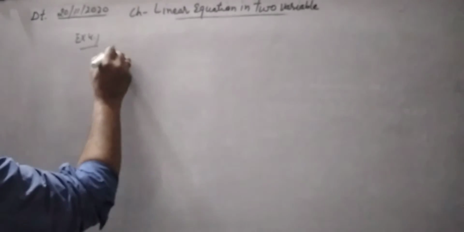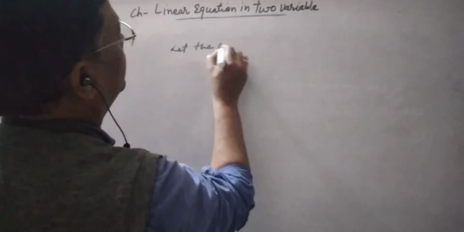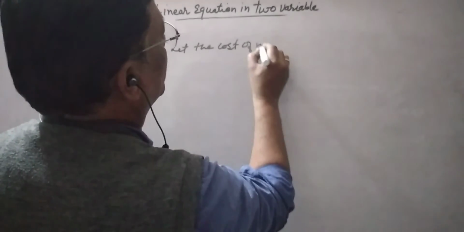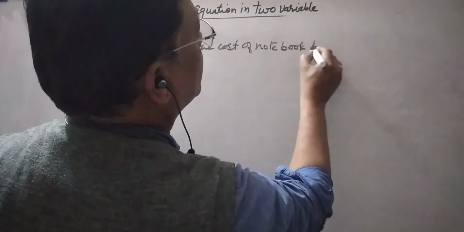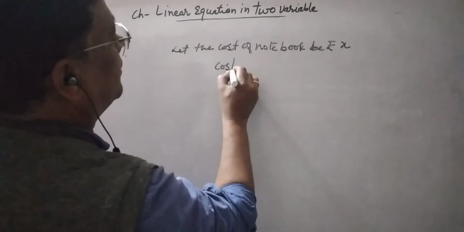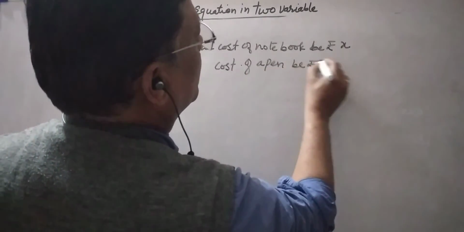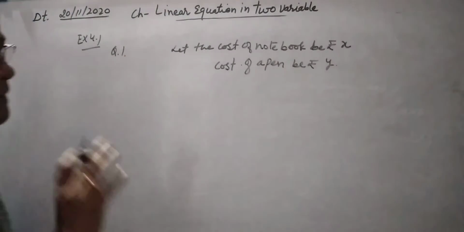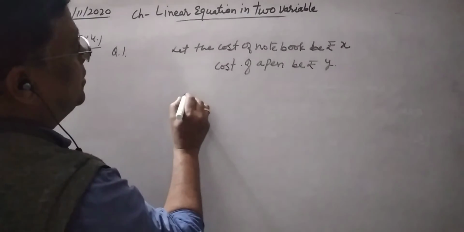We'll take Exercise 4.1. We take the first question. Question number 1 says the cost of a notebook is twice the cost of a pen. So let the cost of the notebook be rupees X and the cost of a pen be rupees Y. We have to express this statement as a linear equation in two variables.